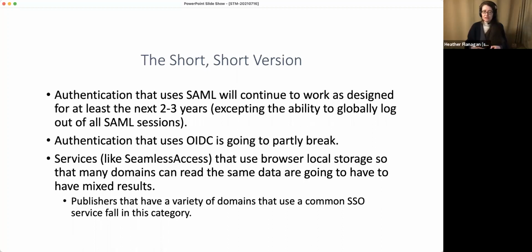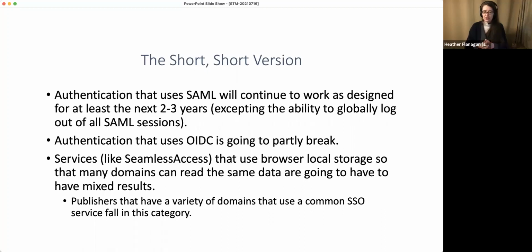Now, services like Seamless Access, which many of you are familiar with as a component in the federated authentication workflow that enables IDP discovery. So services like that use the browser local storage to store a piece of data so that other domains can read it and act on it, you're going to have some mixed results there in terms of, does the functionality remain the same? Will changes have to happen? Will things partly break? Probably.